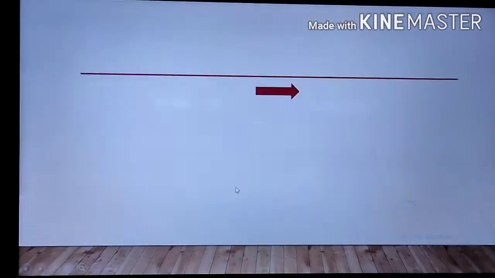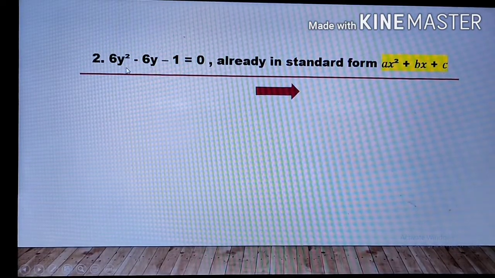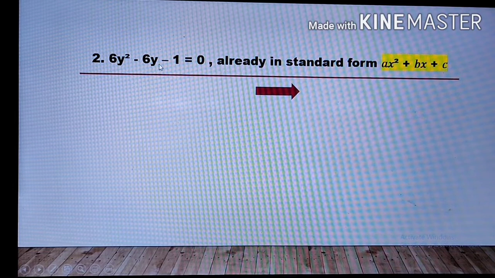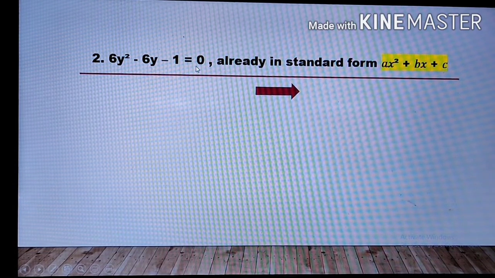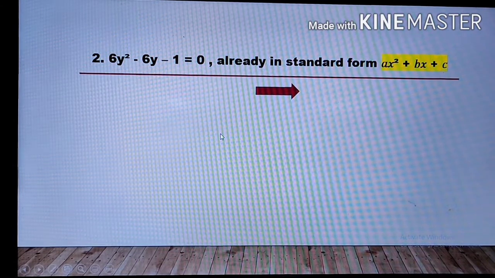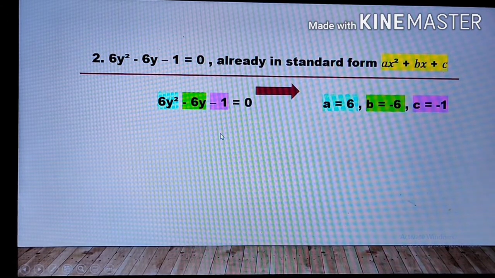Okay, another example. Example number 2. 6y squared minus 6y minus 1 is equal to 0. So, the given equation is already in standard form. So, next is we are going to find na lang the values of a, b, and c.